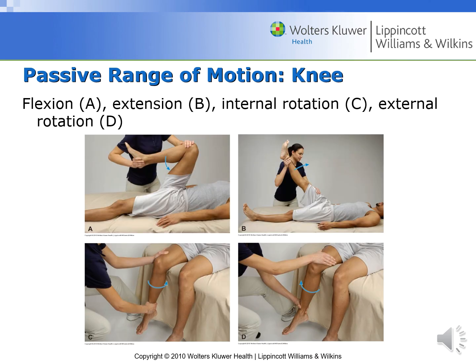Here we see passive range of motion of the knee. In illustration A, we see passive flexion, passive extension in illustration B, passive internal rotation in illustration C, and passive external rotation in illustration D.